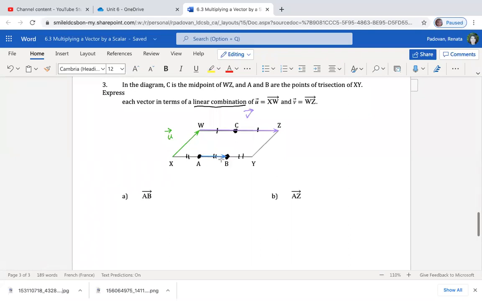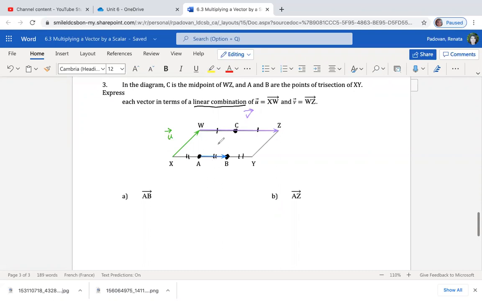Hopefully you can see that blue there. So if I look from vector A to B, it really has no relation to U, but it's more similar, right, to V. It looks collinear, right? It's parallel to it. It's a scalar multiple of it.